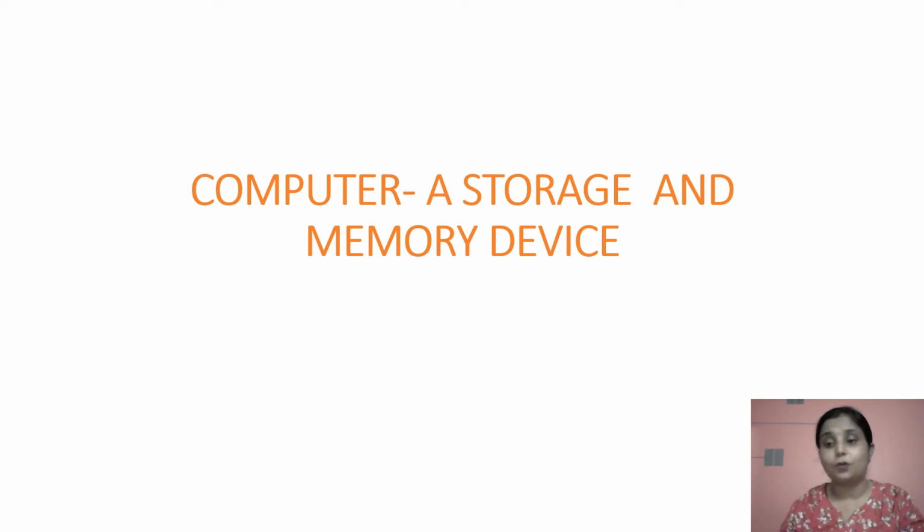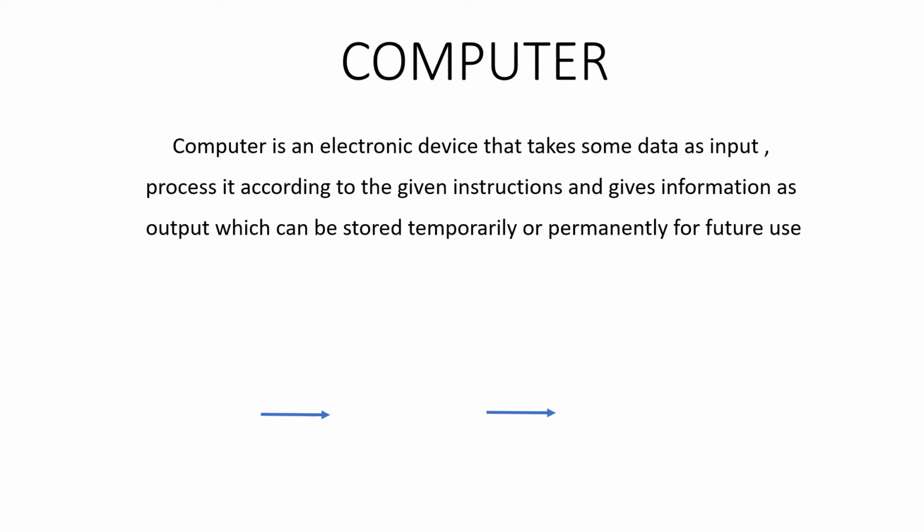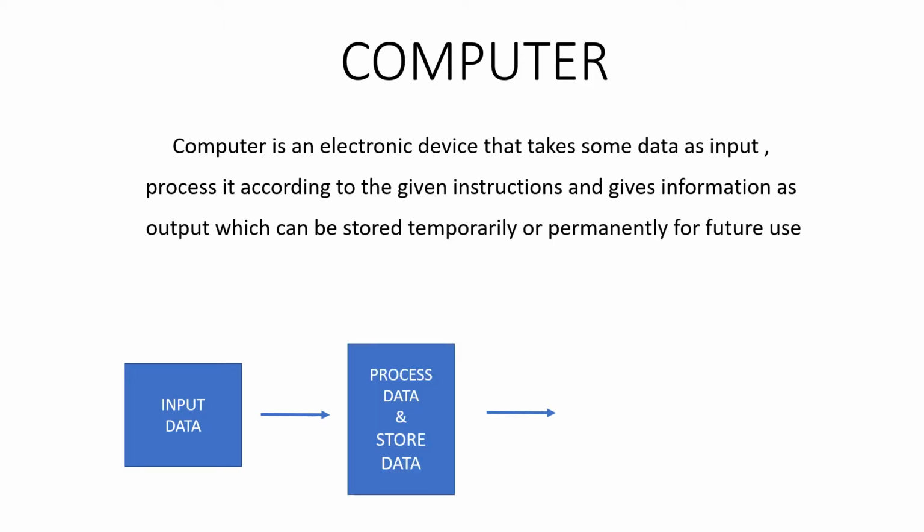Everyone, we are going to start our first chapter today, Computer, a storage and memory device. So children, what is a computer? Yes, a computer is an electronic device that takes some data as input, processes it according to the given instructions and gives information as output, which can be stored temporarily or permanently for future use.